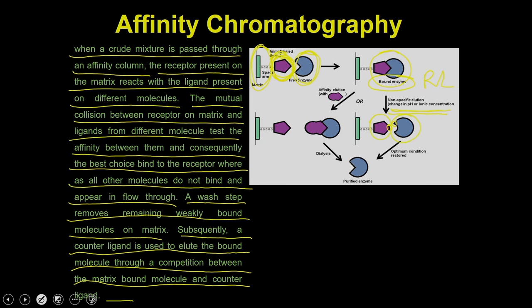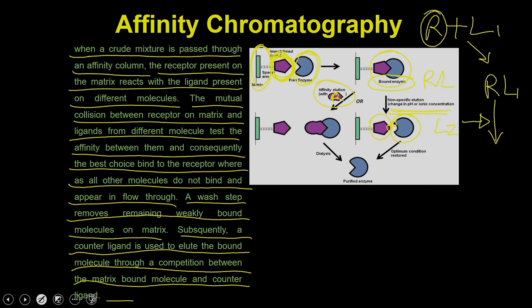The alternative is that you can utilize affinity elution with the help of a competitive receptor. In this case we have put in a competitive receptor, and this competitive receptor is going to compete with the enzyme. You can imagine that the receptor is making a complex with the ligand to give you the receptor-ligand complex. Now you add L2, which also has an affinity for the receptor, and L2 is probably as good as L1.